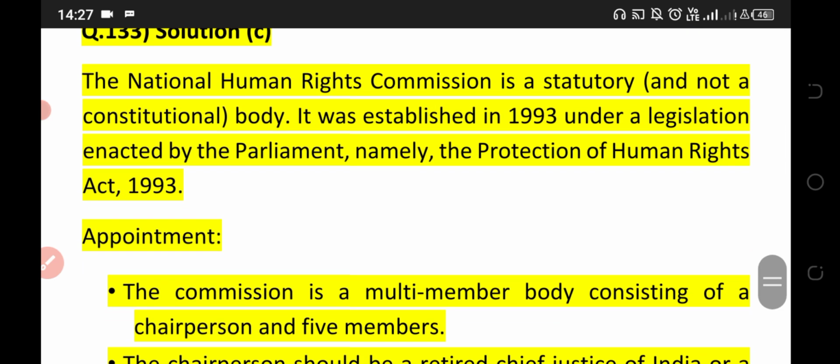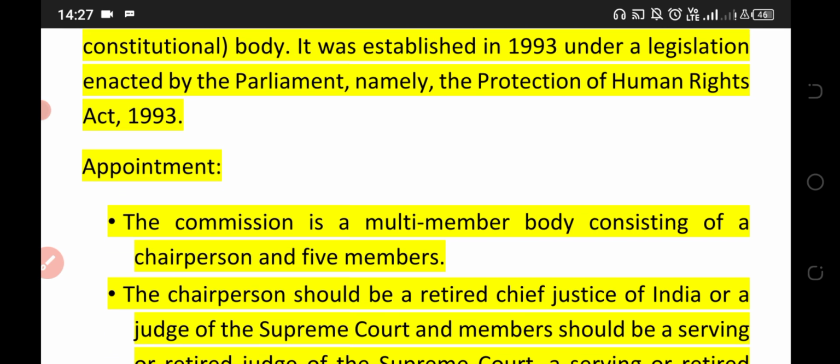National Human Rights Commission is a statutory body. It is established in 1993 under the legislation enacted by the Parliament, namely the Protection of Human Rights Act 1993.